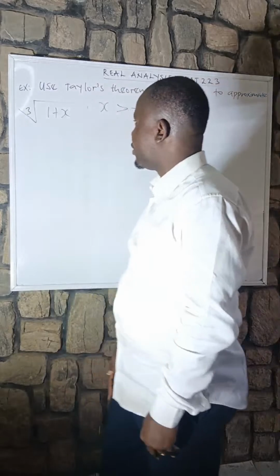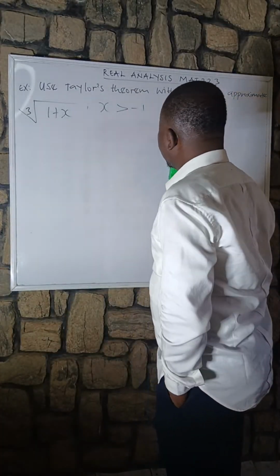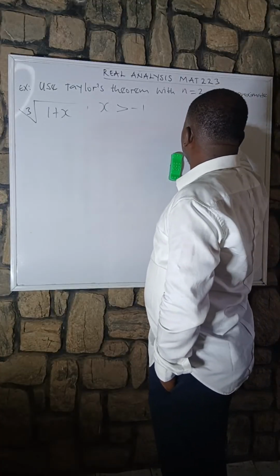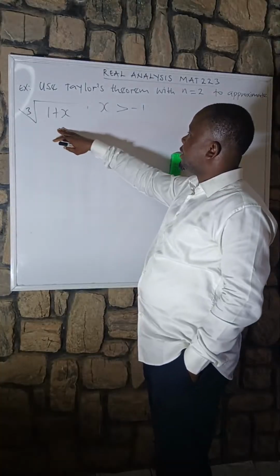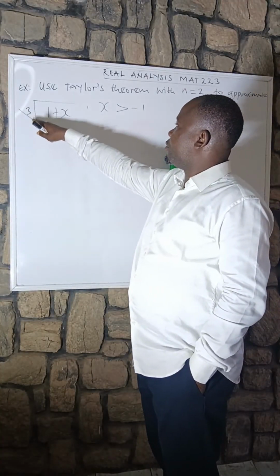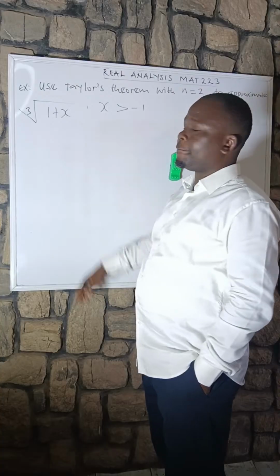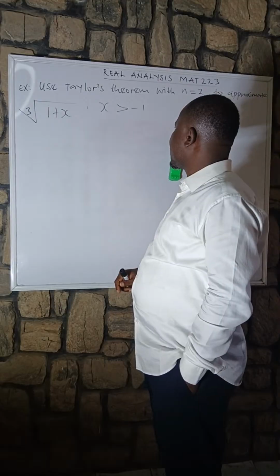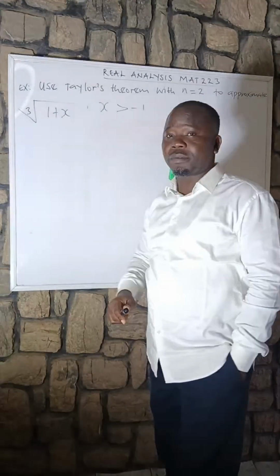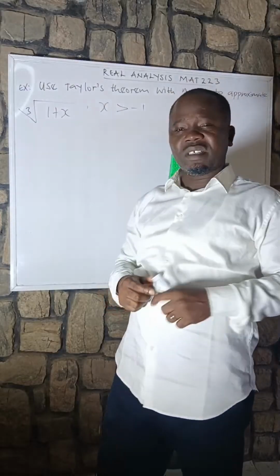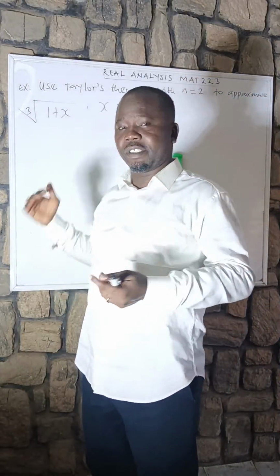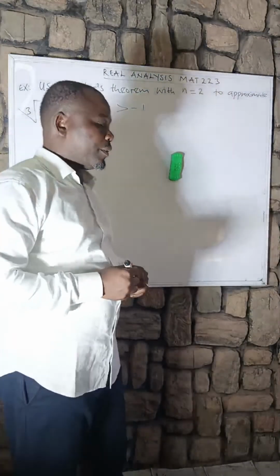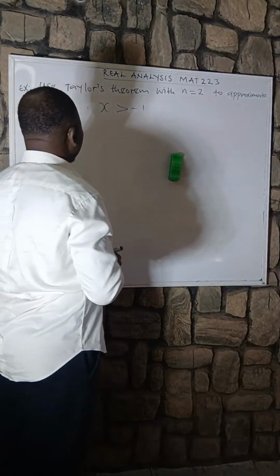Okay, here we have the problem. It says use Taylor's theorem with n equals 2 to approximate the cube root of 1 plus x, where x is greater than or equal to minus 1. This morning I'll be very brief on this question. Then I move to the Leibniz formula. We have a very good question.